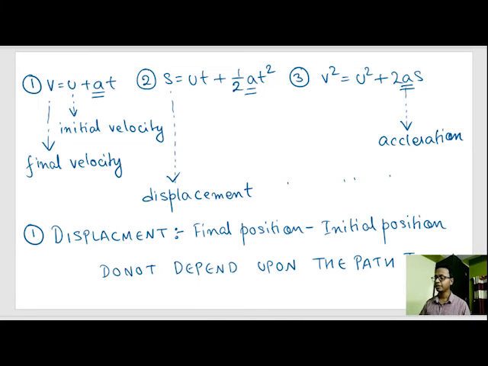That means these three formulas, v is equal to u plus at, s is equal to ut plus half at square, and v square is equal to u square plus 2as, here s is the displacement. That displacement is nothing but final position minus initial position, and displacement does not depend upon path. I am highlighting this portion also.